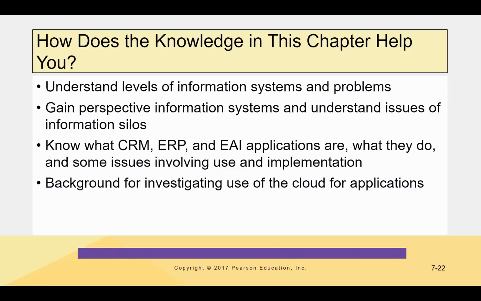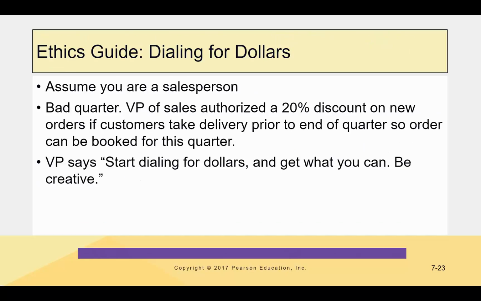So how does this help you, this information in this chapter? I hope that you understand the levels of information systems and what we've talked about. You know what at least these stand for. Your book will break those down into more narrative and allow you to understand this a little bit better.